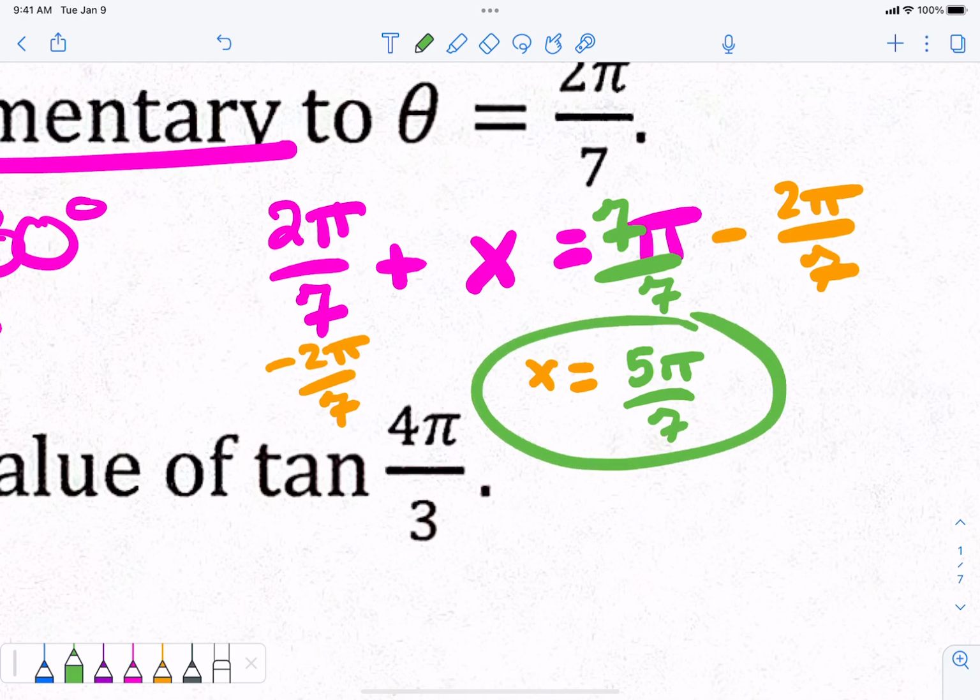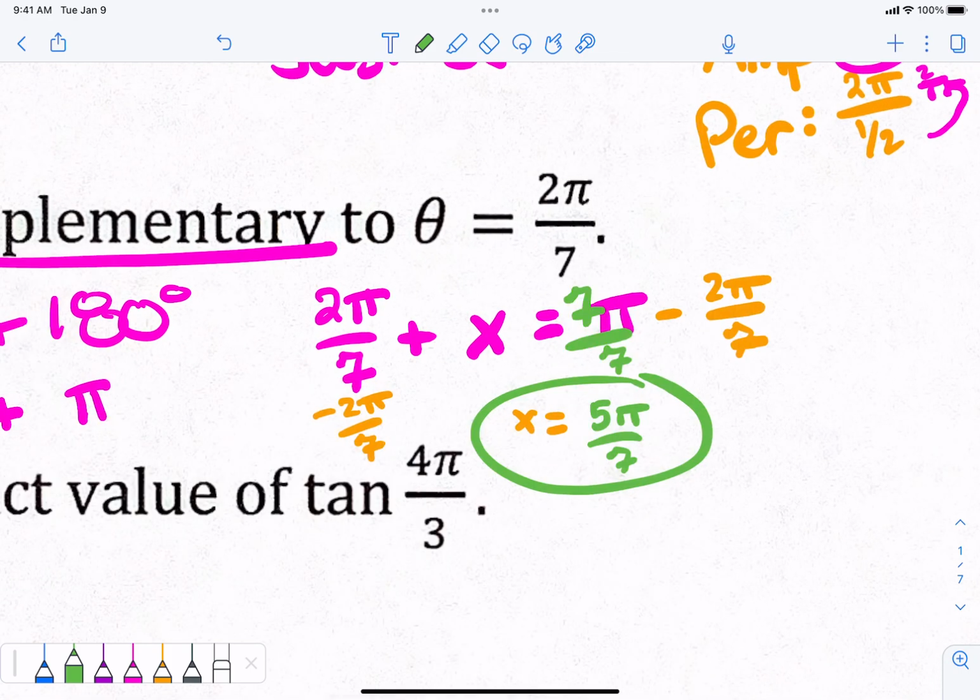Was that too fast? Was that okay? We just wrote it out as an equation to make it easier on our brain. We wrote it as an equation: 2 pi over 7 plus some other angle gives me 180 degrees or pi. Then you subtract to figure out what that other angle is. So we just wrote it as an equation. Okay?